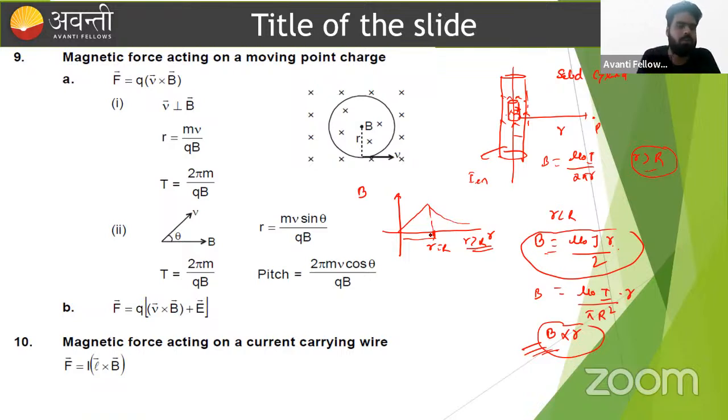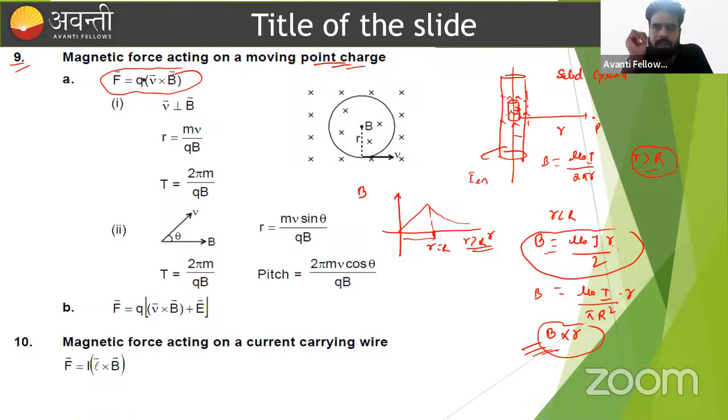This is a very important formula. Okay, beta, similar to electrostatics, we can say a non-conducting solid sphere. Now let's move to the magnetic force. What is magnetic force, beta? Magnetic force acting on a moving point charge, that is given by F equals q v cross B.